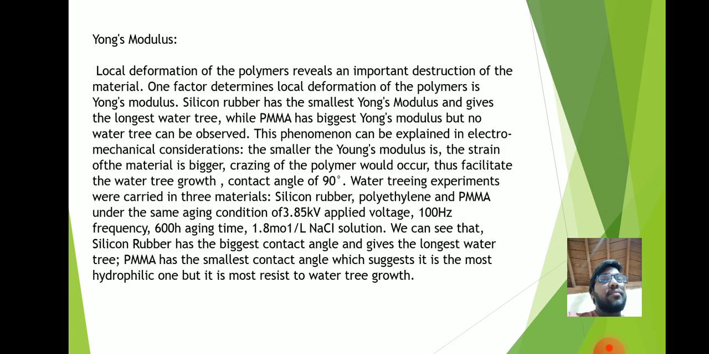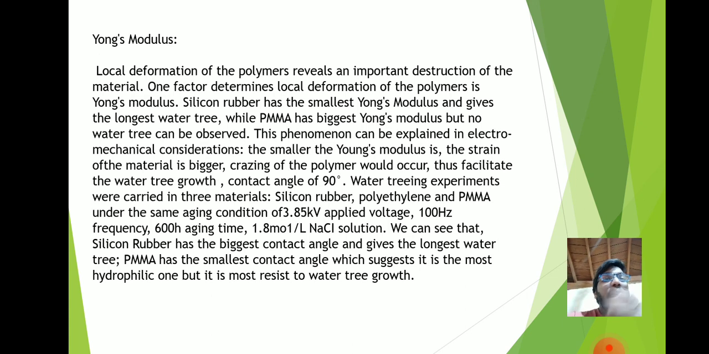Next, let us discuss Young's modulus. The local deformation of the polymers reveals an important destruction of the material. One factor that determines local deformation of polymers is Young's modulus. Here, silicone rubber has the smallest Young's modulus and gives the longest water tree. The smaller the Young's modulus, the greater the water tree length. While PMMA has the biggest Young's modulus, no water tree can be observed.